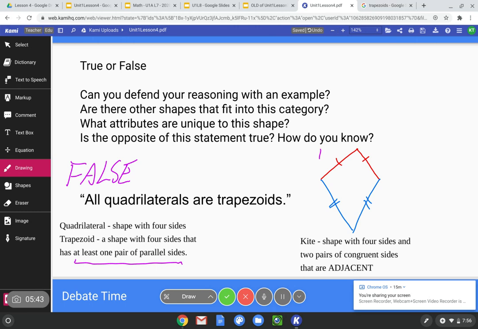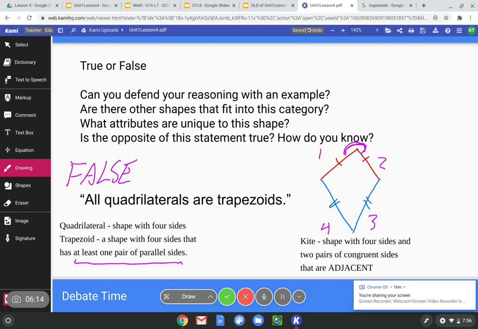So the kite has 1, 2, 3, 4 sides. And line 1 and 2, they are congruent. They are adjacent to each other. But they are clearly not parallel because look, they intersect right there. And 4 and 3, the same story. They intersect right here. So they're not parallel.